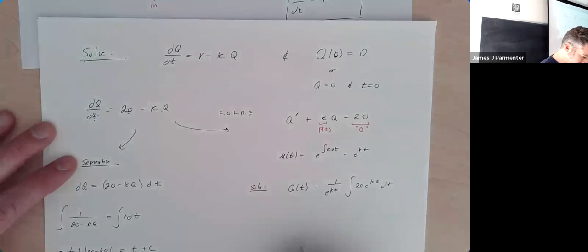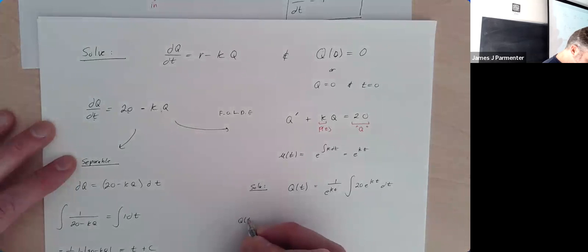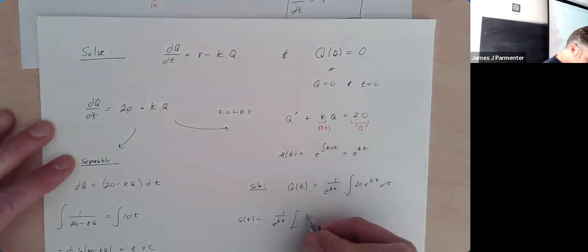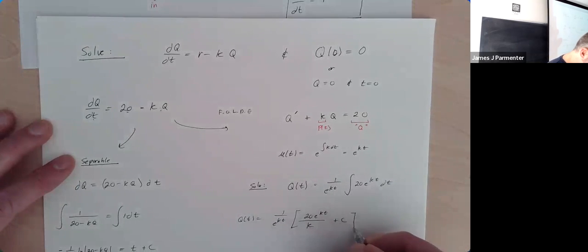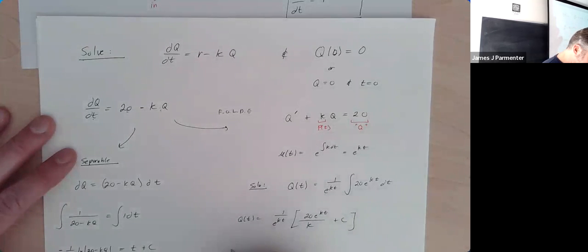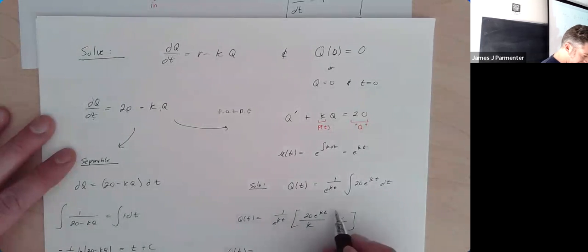All right, so let's see. We're going to get q of t equal to 1 over e to the kt times the integral of 20 e to the kt, which is 20 e to the kt over k plus c. And if I were going to multiply this out, I would say that q of t is equal to, well, 1 over e to the kt times e to the kt cancels, and you just get 20 over k plus c over e to the kt.